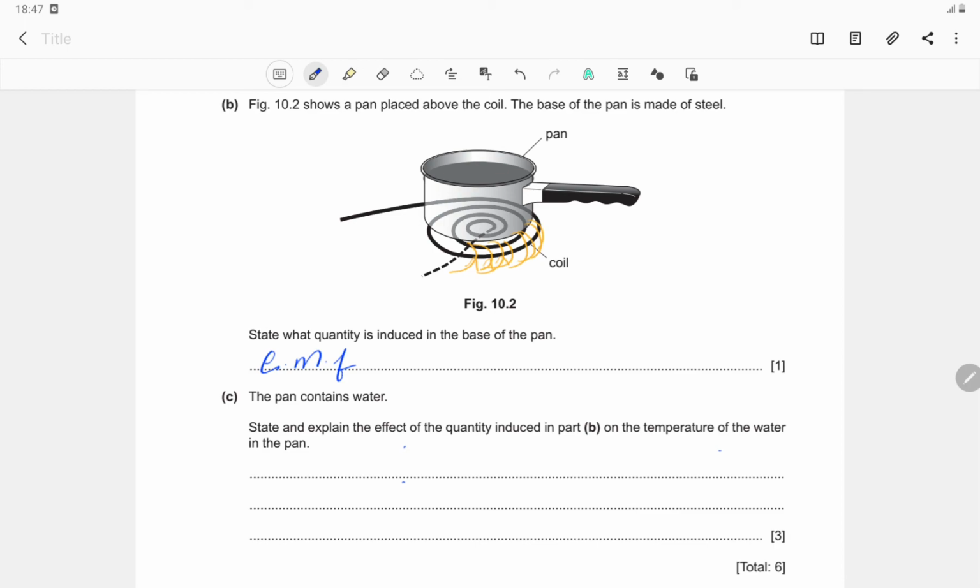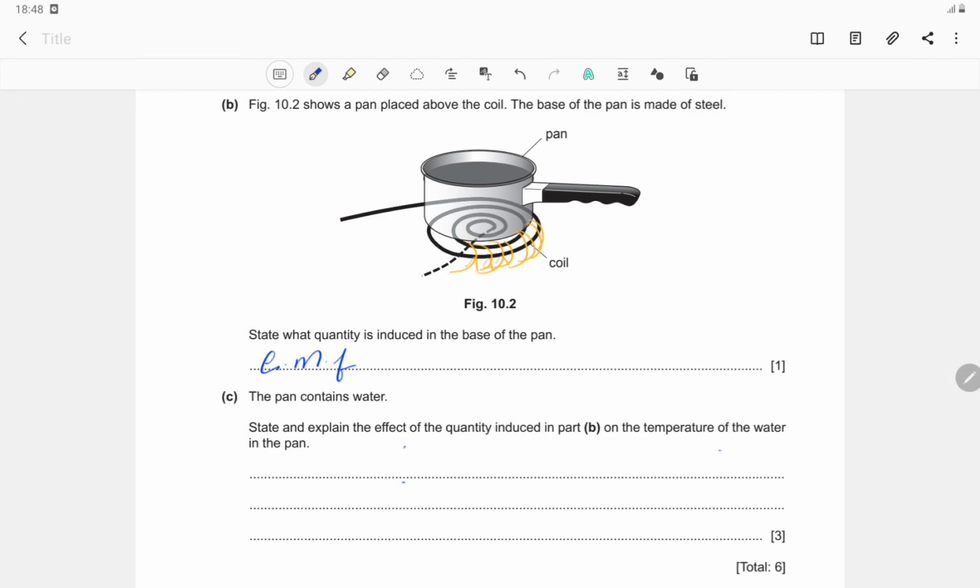Part C. The pan contains water. State and explain the effect of the quantity induced in part B on the temperature of the water in the pan. So as we have already seen, there will be an induced EMF in the pan. What will happen to the temperature of the water in the pan due to this induced EMF? This is what is asked in the last part.